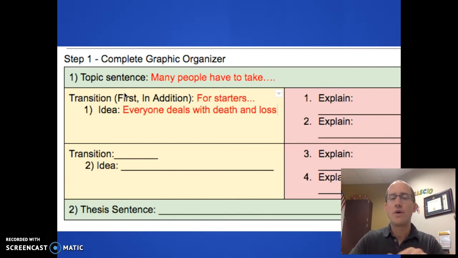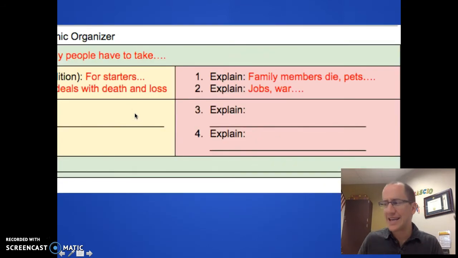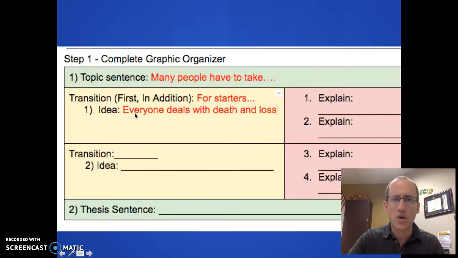Now you're going to come up with an idea. Again, this is an idea, fact, reason, or detail. So an idea is, you know what, everyone deals with loss and death. I'm talking about people taking difficult journeys. So an idea is, well, everybody's got to deal with death and loss. So that is my idea.